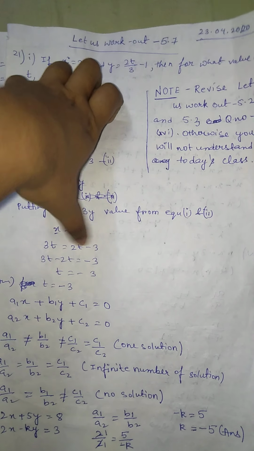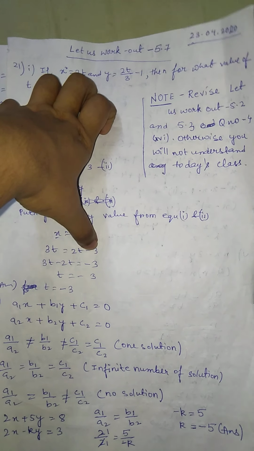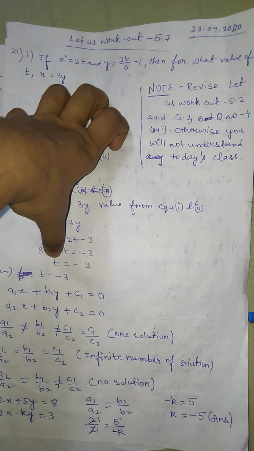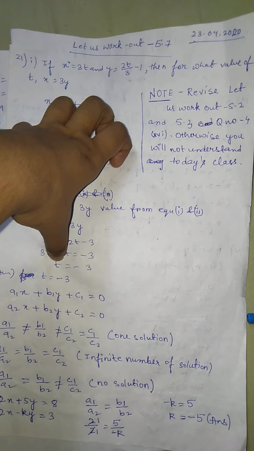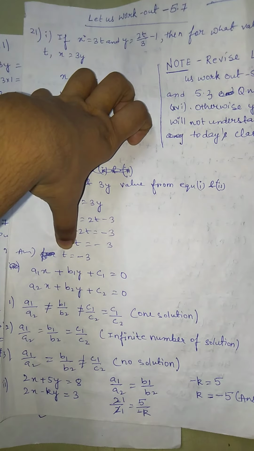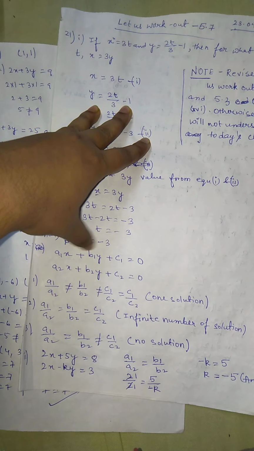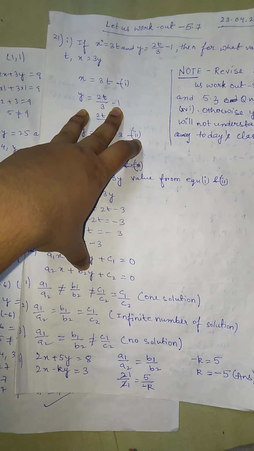Now 2t will come this side, it will become minus 2t, and minus 3 will remain as it is. 3t minus 2t will give you only t, means 3 minus 2 will give you 1, and since you have t you have to write t equals minus 3, means the value of t equals minus 3. Now come to this one, a1x plus b1y plus c1 equals 0, a2x plus b2y plus c2 equals 0.